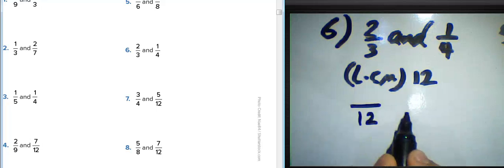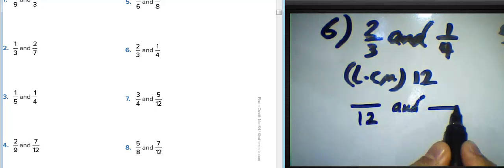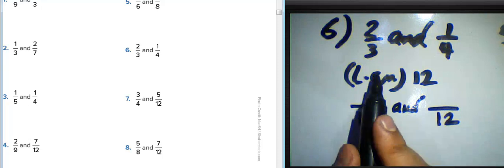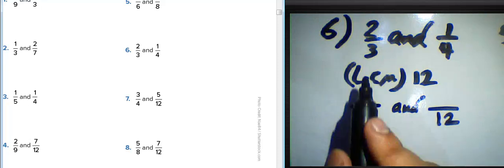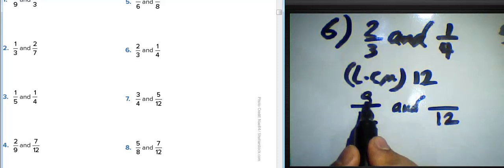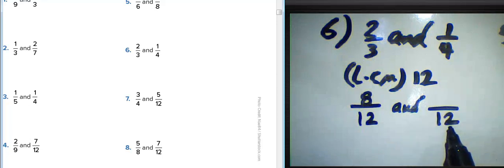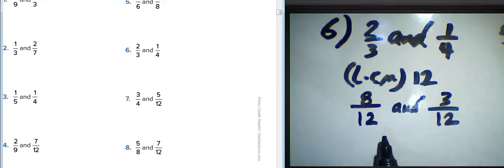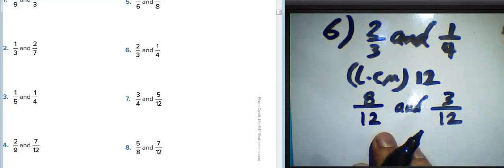We can write 12 in the first, and in the second write 12. 3 times 4 equals 12, and 2 times 4 equals 8. 4 times 3 equals 12. 1 times 3 equals 3. So the least common multiple between them will be 12.